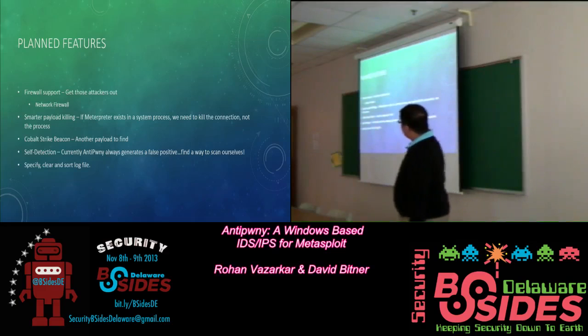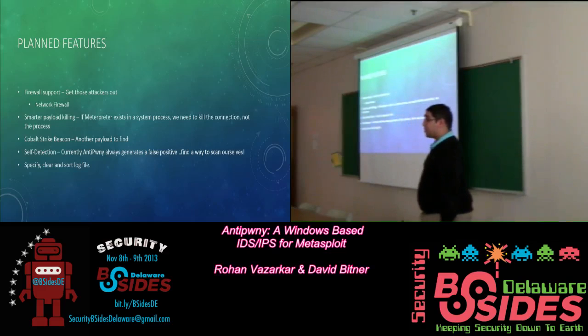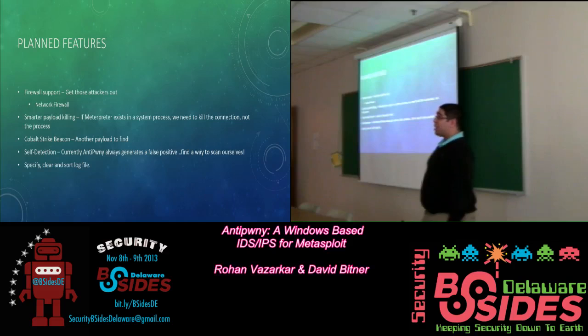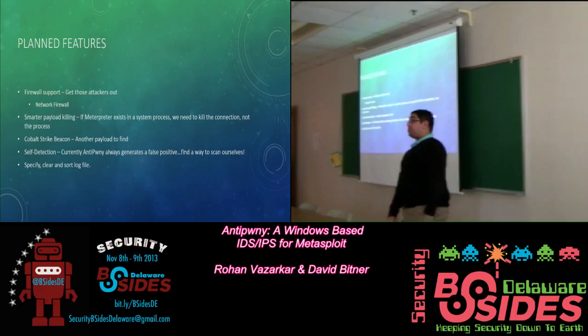And this is actually a really big one, self-detection. As it stands right now, because we are scanning for a specific signature in memory, antipwny always finds itself as a threat. Every time we scan, because the signature is inside our program and loaded into memory, we find our own signature. So we need to find a way to filter out our own program in a smart way. So what happens if I inject Meterpreter into antipwny itself?